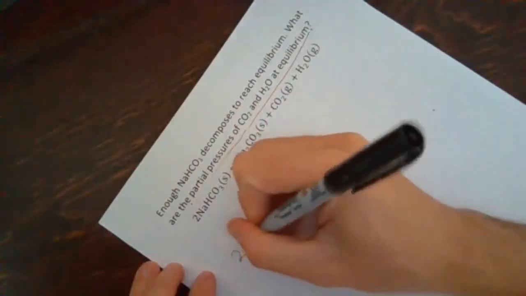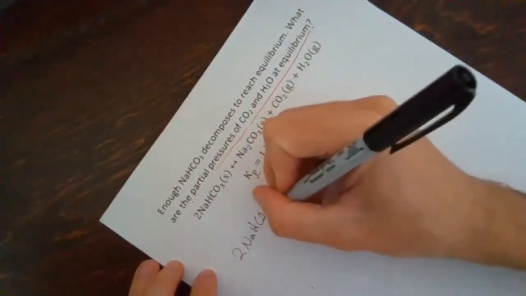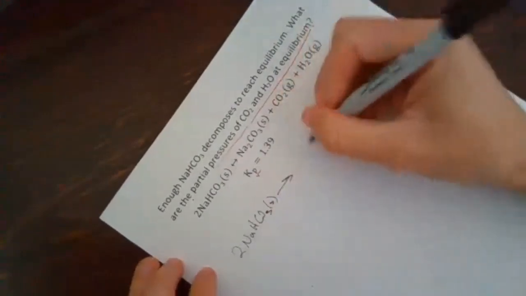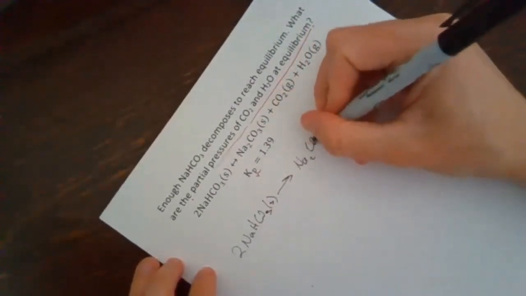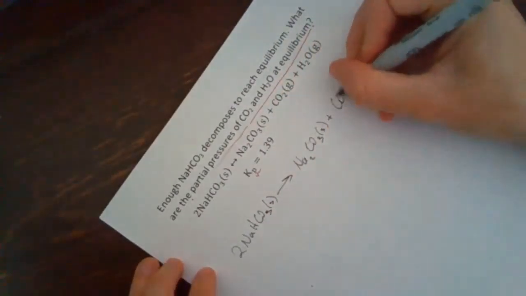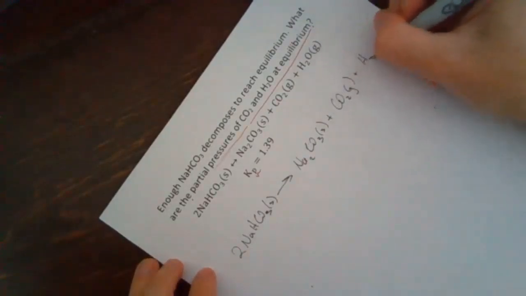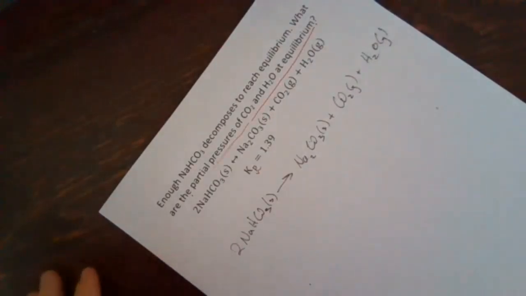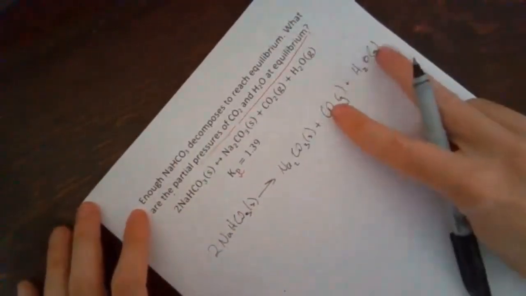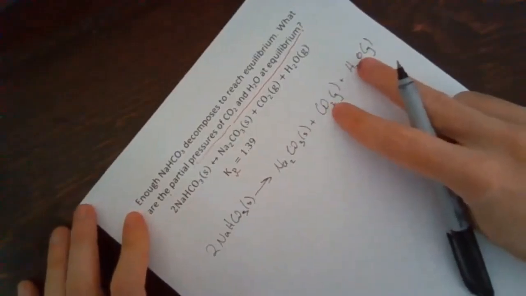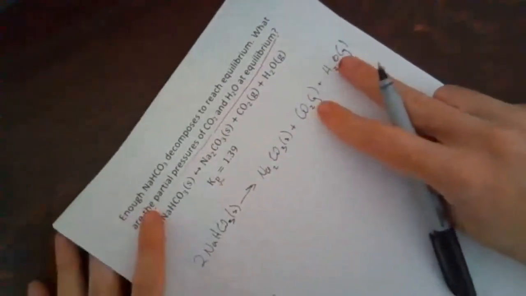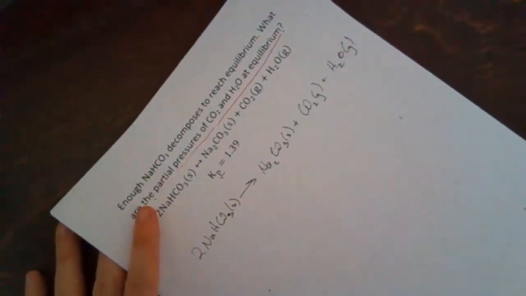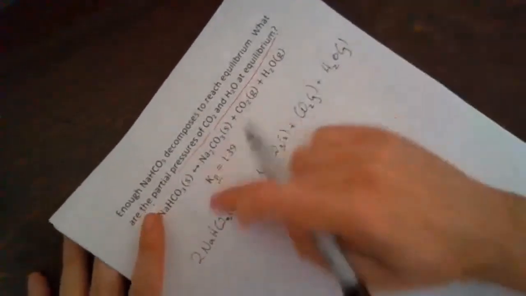If we're going for amounts at equilibrium, we want to set up our ICE table, use the equation as your base: Na2CO3 plus CO2 gas plus H2O gas. And so what we want to do is determine the pressures of these two things at equilibrium. The purpose of this ICE table is to get some algebraic expressions based on variables for those amounts. And so we have this Kp right here.